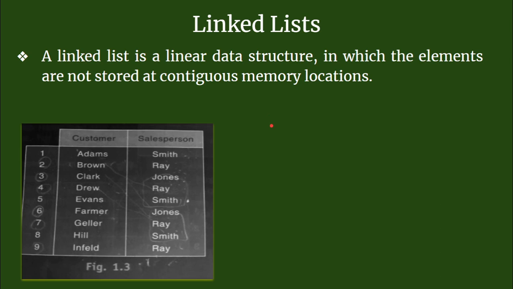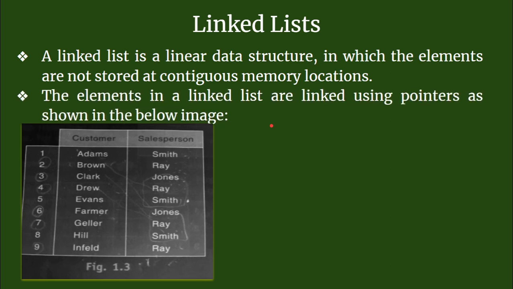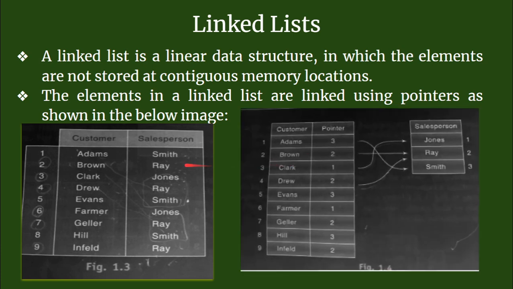Let us see how the linked list elements are stored. The elements are stored using pointers, as shown in the image below. This is the example of a table we have seen in the previous two-dimensional array concept. So now this is an array. Let us see how this particular array representation can be given in a linked list form.